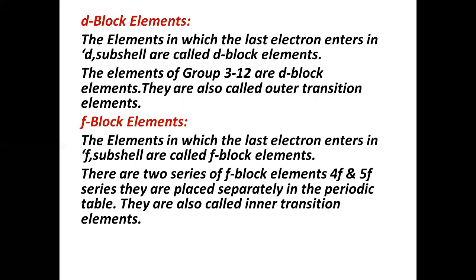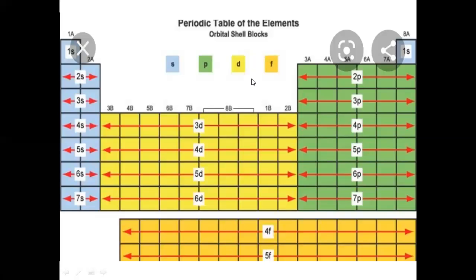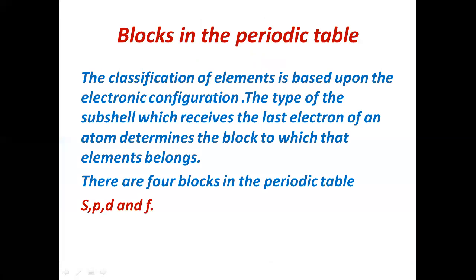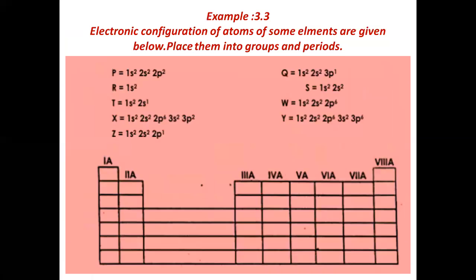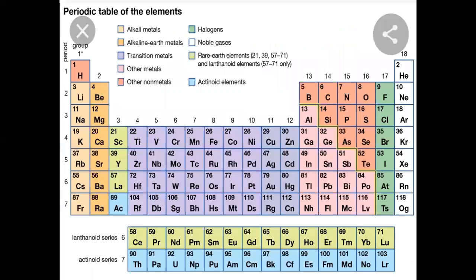The elements of groups 3 to 12. If we consider this periodic table, from 3 to 12 they are called transition elements, or d block elements. So 3 to 12, or we can also call them the B groups.